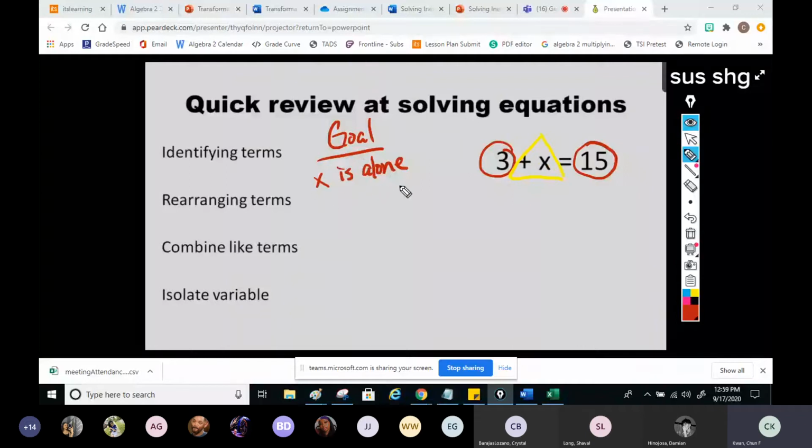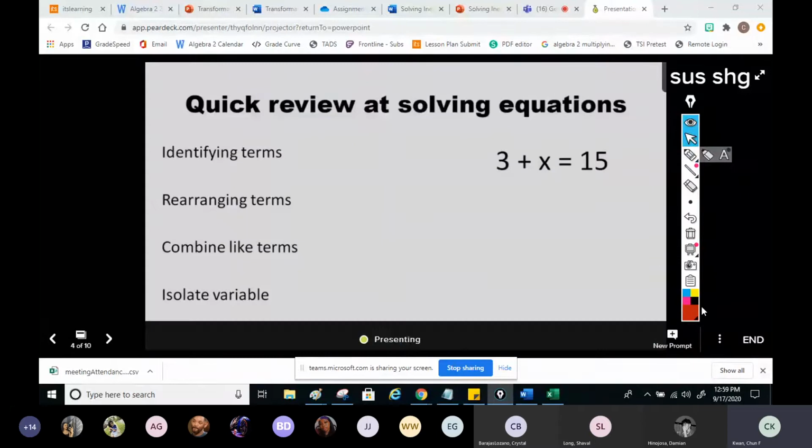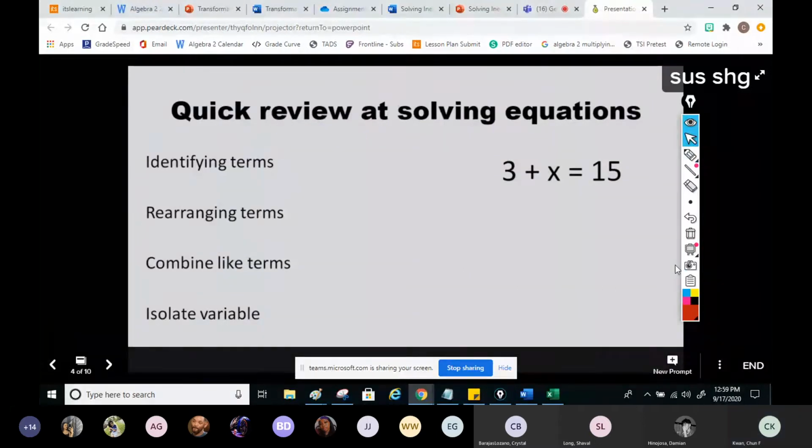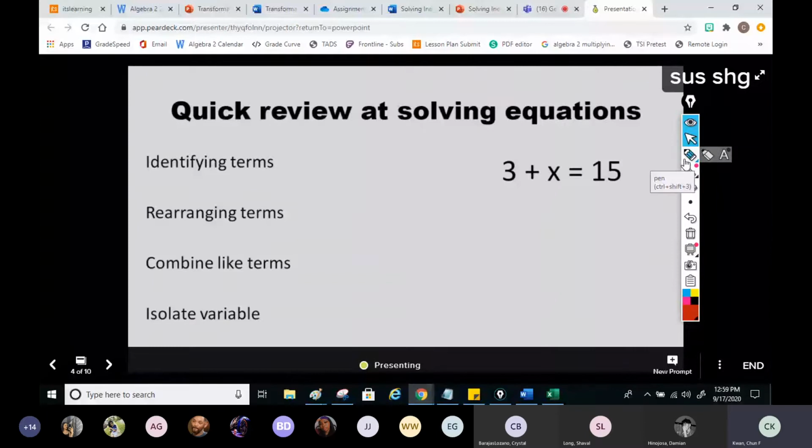So if we want x to be alone, this is our goal. We want x to be alone, so that means we need to move the 3 to the other side. And how exactly are you going to move it to the other side? You have to do a -3 on both sides. So -3 on the left, -3 on the right, and then the +3 and -3 will cancel out. You'll have just the x, and then 15 minus 3. You combine the like terms, you will have just the 12, okay? So these are, once again, something that you should already know, but I just want to go over it once again so that you know how to solve problems that are a little bit more complicated later on.